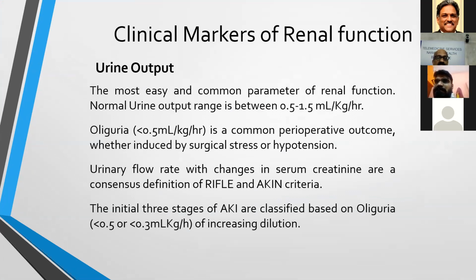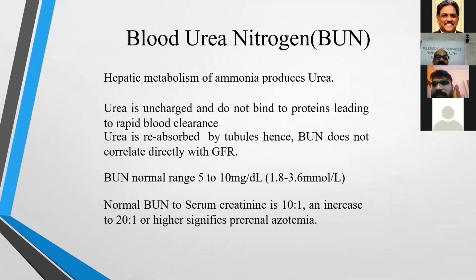If the urine output is less than 0.5 ml per kg per hour, it qualifies to be called oliguria. And the initial three stages of acute kidney injury are classed based on oliguria. If the urine output is less than 0.5 ml per kg per hour, it is a parameter which is taken into account when you classify patients in the AKIN criteria.